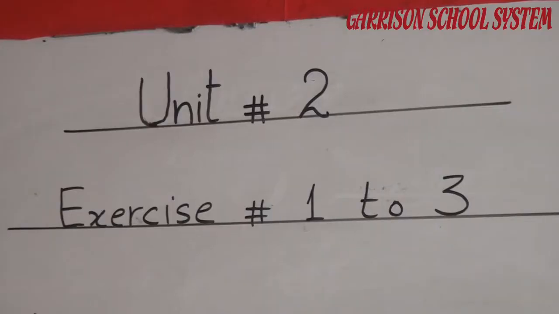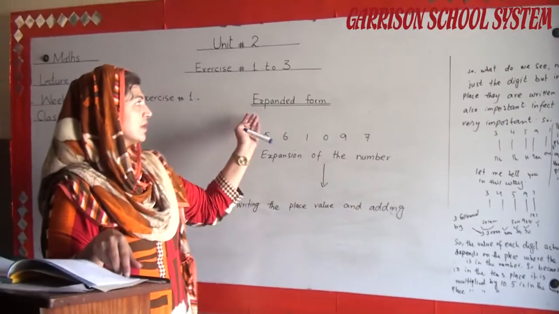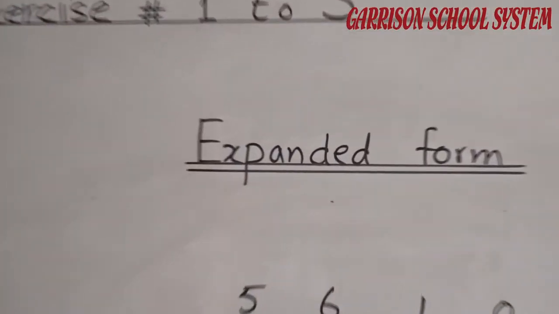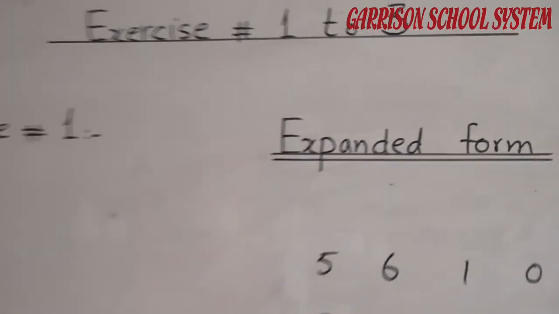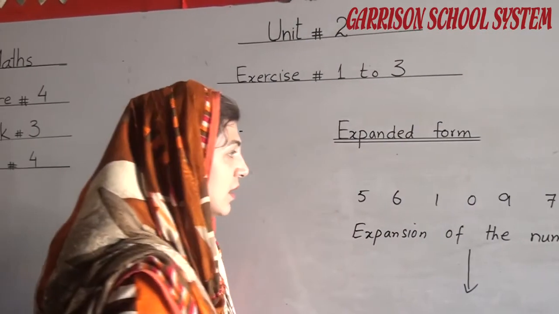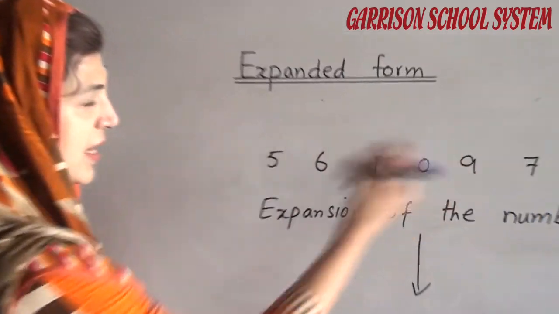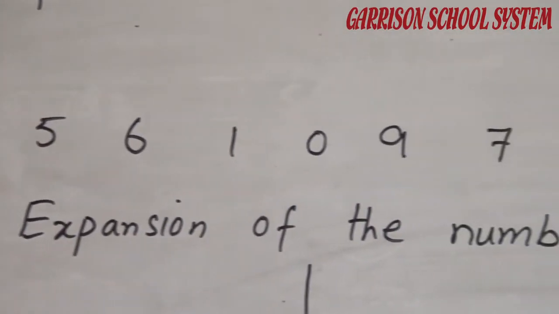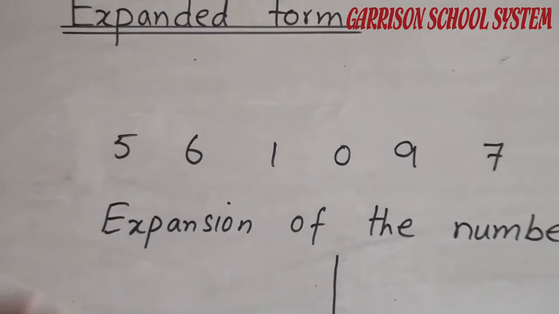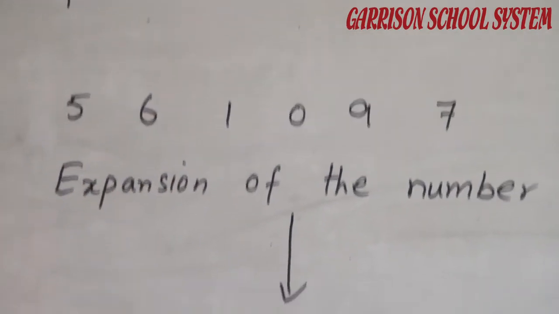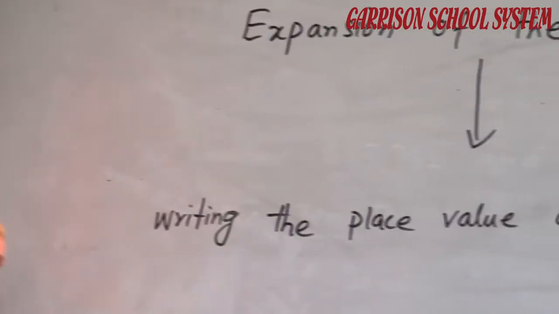Next, let's come to question number 2 of exercise number 1. Give the expanded form of this number. I have already written on the board the number which is given in the book, as you are looking on the board. So first of all, we need to know what expanded form is. Expansion of the number is writing of the place values and adding them.